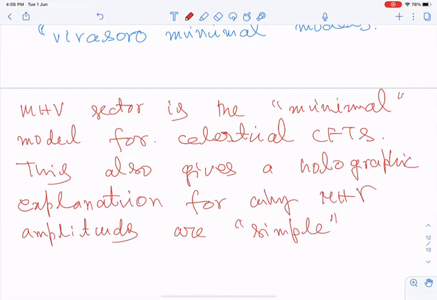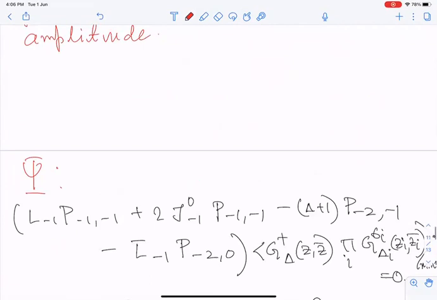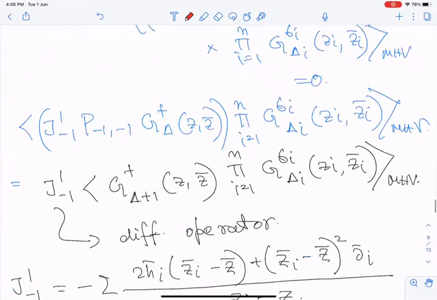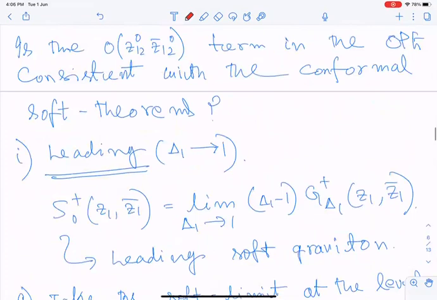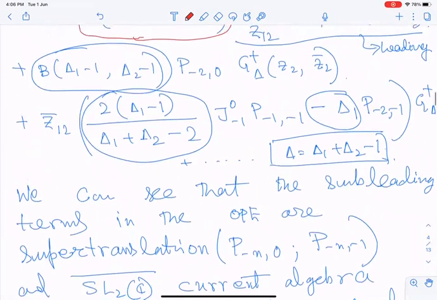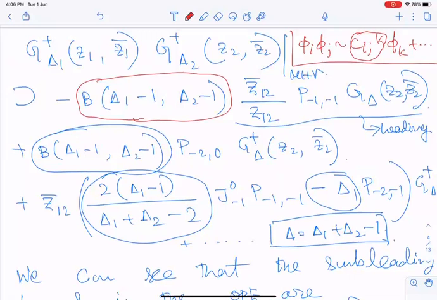Okay, so you can do lots of things with these differential equations. For example, now you can go back to the OPE. And there I told you that you can use the invariance of the OPE under the symmetry algebra to get all the subleading OPE coefficients. But what you can't get is the coefficient of the term z bar by z, which is this beta function, beta of delta 1 minus 1 and delta 2 minus 1.